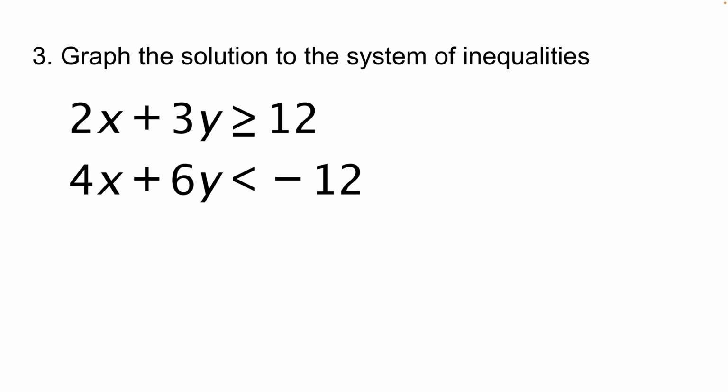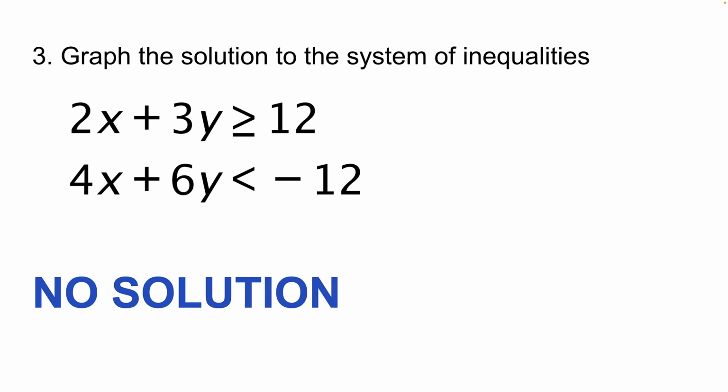So for our final answer on this problem, we would actually say that our system has no solution because the shading areas did not overlap. That means that there is no set of points that work for both inequalities at the same time.